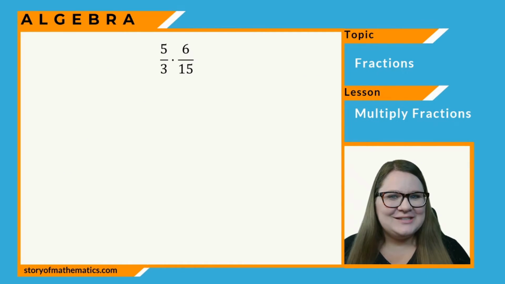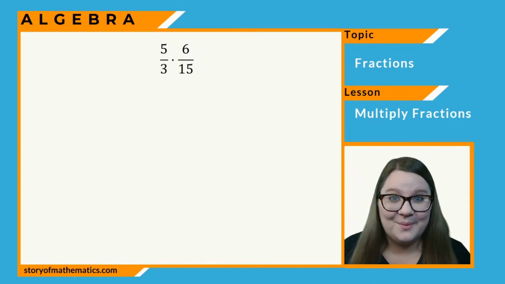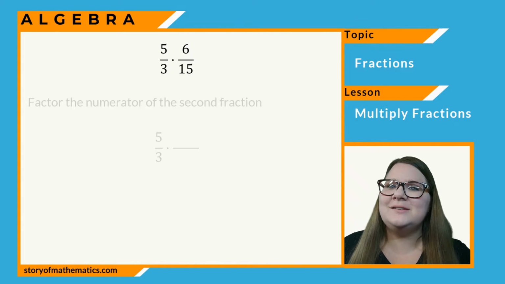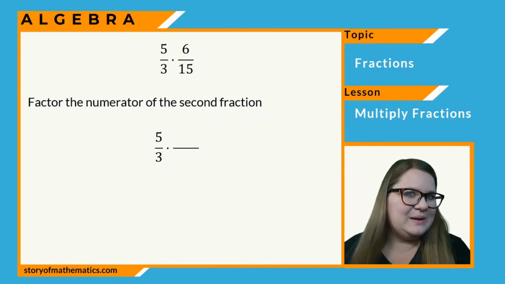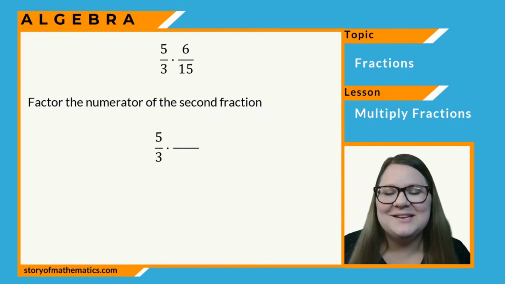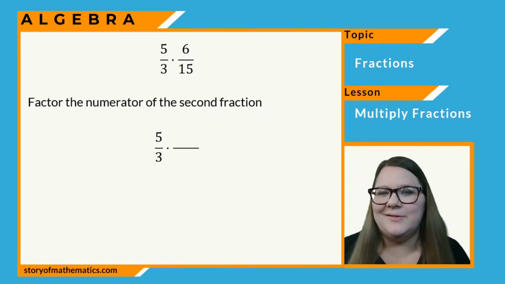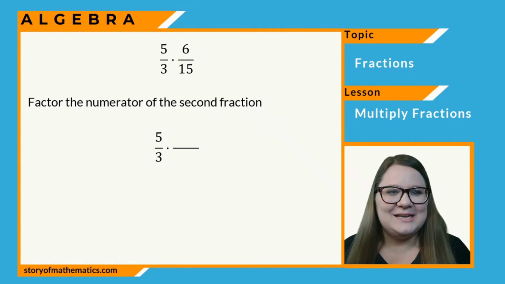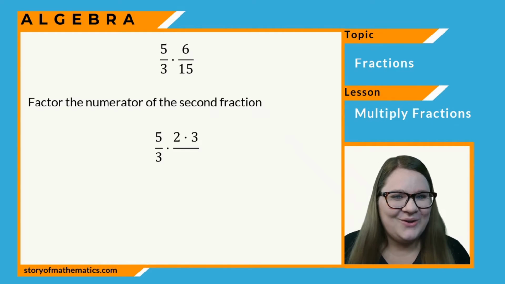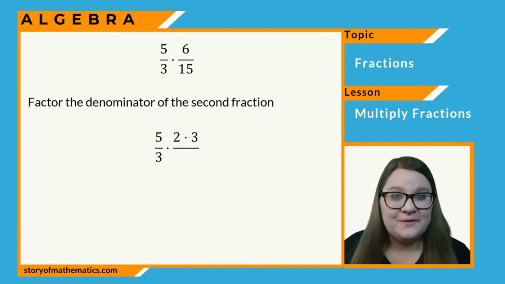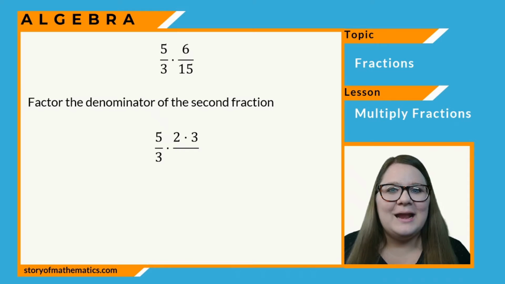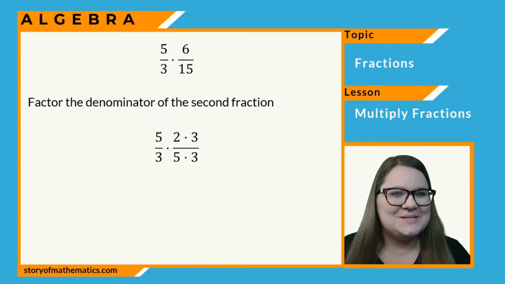So 5/3 times 6/15, same problem, right? Well, I'm going to factor the numerator of the second fraction. Notice that I'm not factoring 5 and 3 because those are already prime numbers. So let's take a look at that 6 on the top of the second fraction. 6 can be written as 2 times 3. I also need to factor the denominator of that fraction because 15, you can pull it apart. And I can write that as 5 times 3.